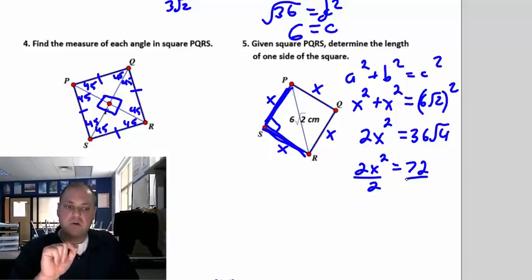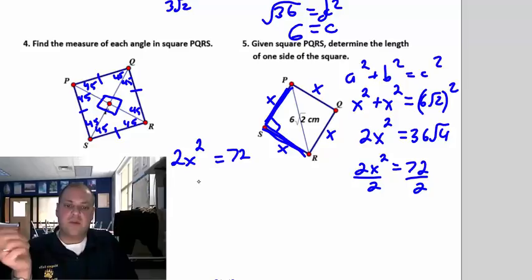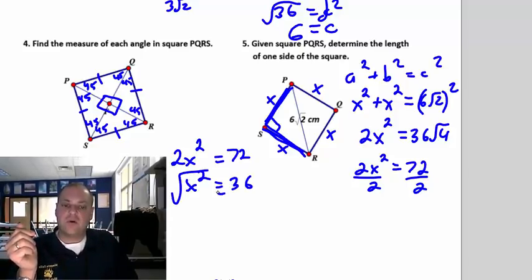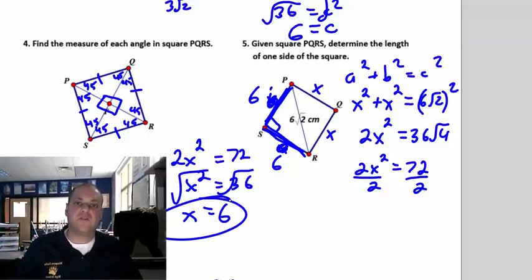Divide by 2. 2x squared equals 72. I already divided by 2. X squared equals 36. And then I take the square root. And again, x equals 6. So each side must be 6. Okay? Each side must be 6 for this square.